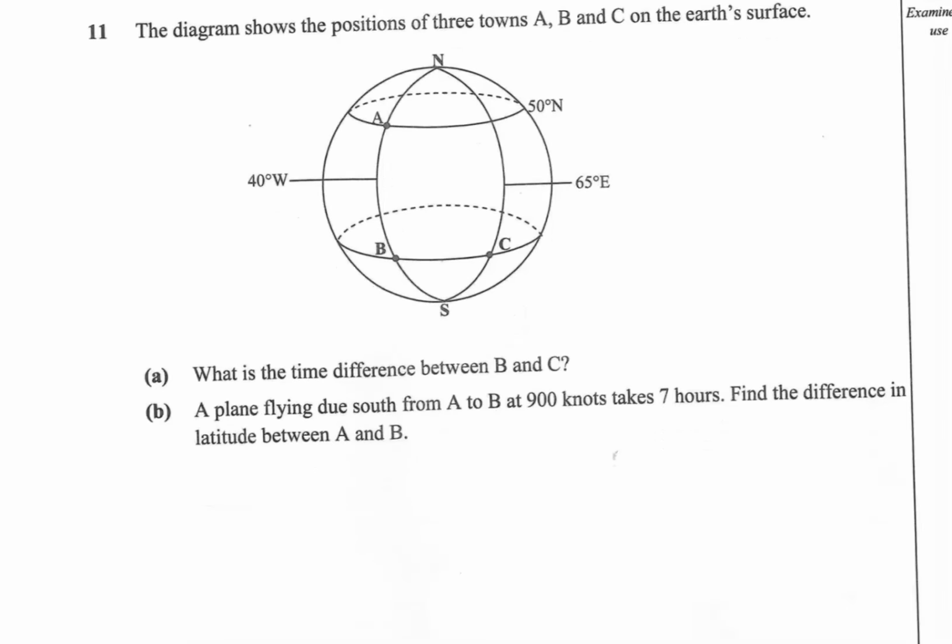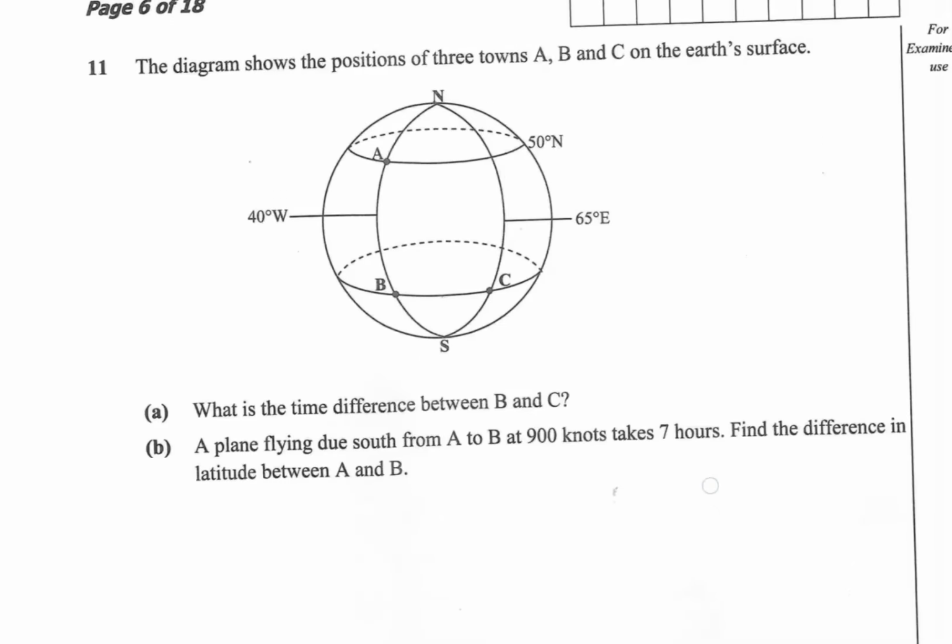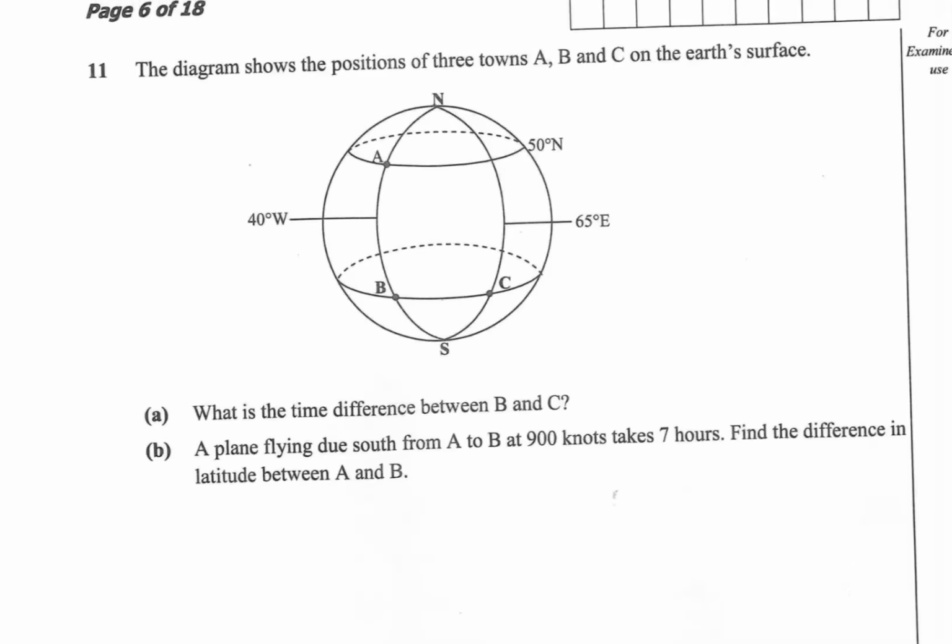That is question 11. The question reads, the diagram shows the position of 3 towns A, B, and C on the earth's surface. What is the time difference between B and C? So how do you find the time difference? You know that time is calculated along the longitude. So for the time difference between B and C, you need to find their difference in longitude.